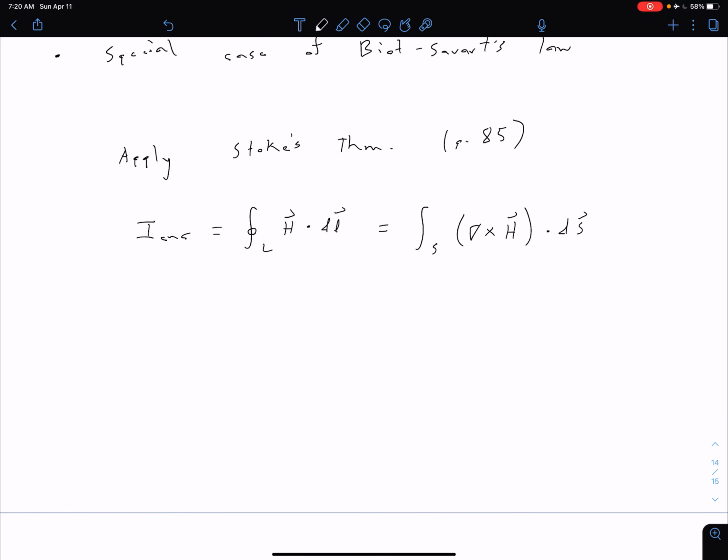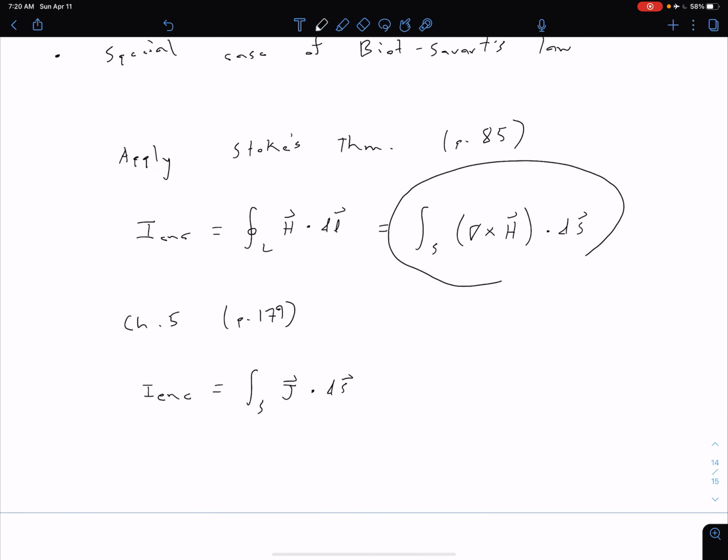Now we can connect this to something else we talked about previously. Remember in chapter 5, when we were talking about fields and charges in material space, we talked about a few different current equations. In the textbook, on page 179, we said that the enclosed current in some region is equal to the surface integral of our current density J dot dS. This is very similar to the expression up here. We have two surface integrals over some surface dS, so what we can do is equate those two integrands. We can say that del cross H is equal to J.